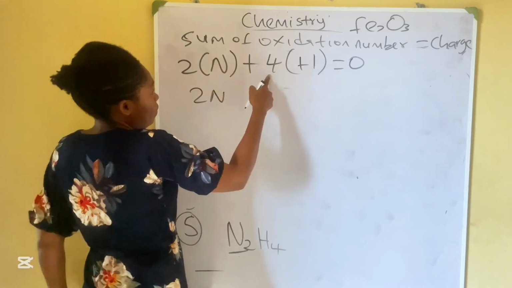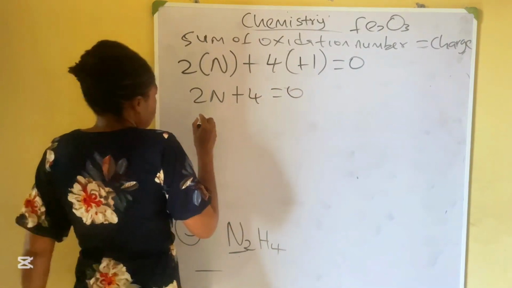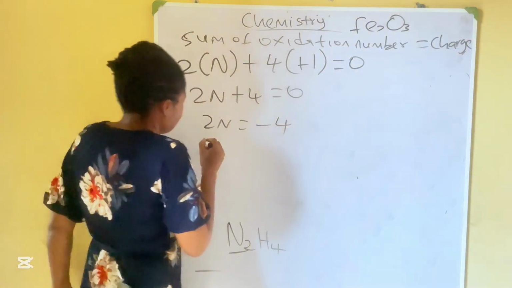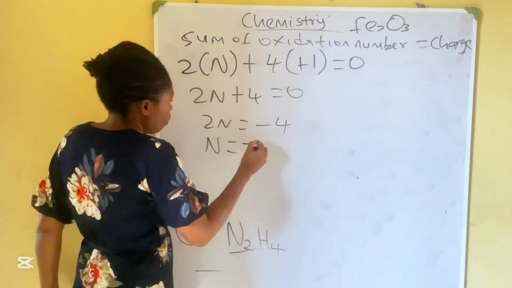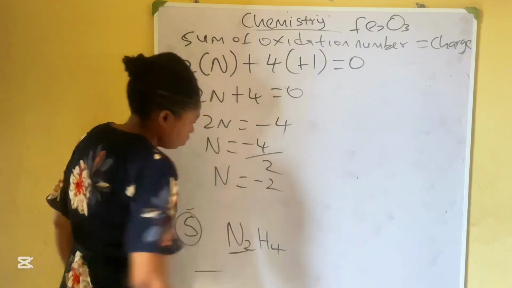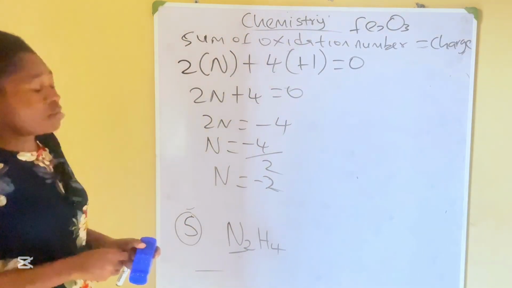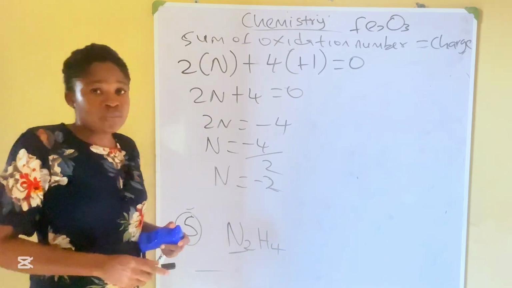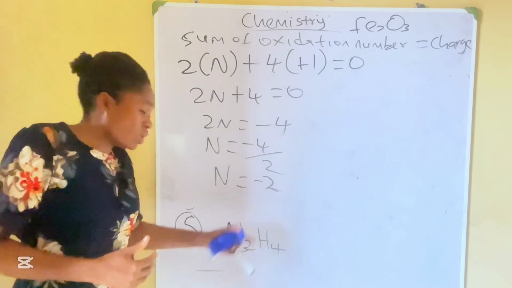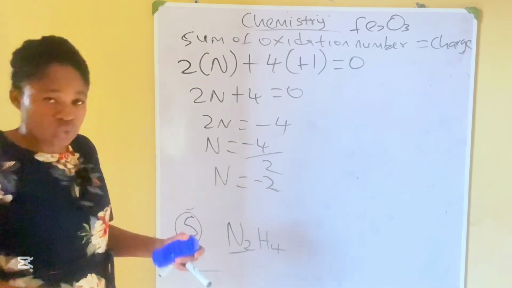2N plus 4 times plus 1 is plus 4, and it equals 0. So 2N, this plus 4 crossing to the other side becomes minus 4. So N will be minus 4 divided by 2. What is our N? Our N is minus 2. So you can see that the oxidation number of nitrogen here is minus 2. Nitrogen has variable oxidation states. Yes, minus 2. It can also be minus 3, plus 5, plus 4, plus 2.